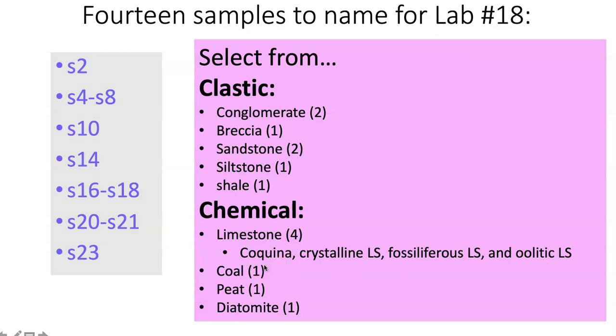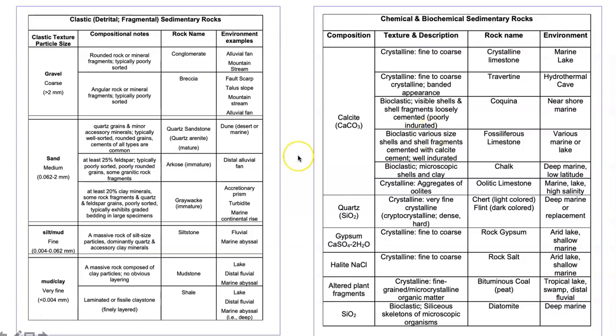Coal is also a sedimentary rock, and there's going to be a sample of coal, and peat is what you have before it turns into coal. It's the organic material. And you're also going to have something called a diatomite. So let's take a look at the classification charts.